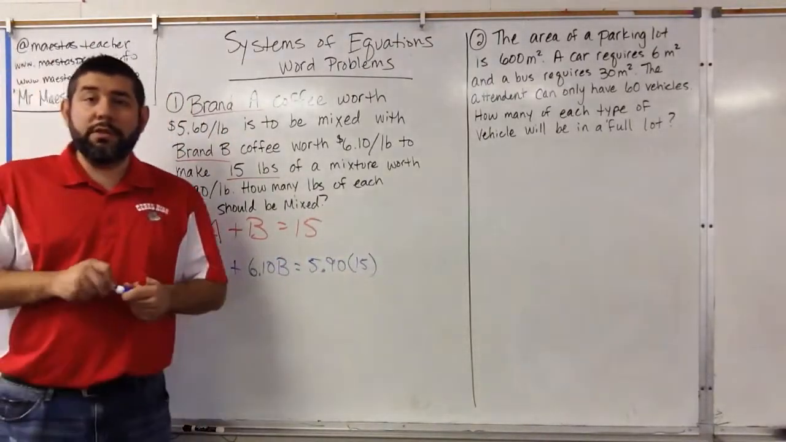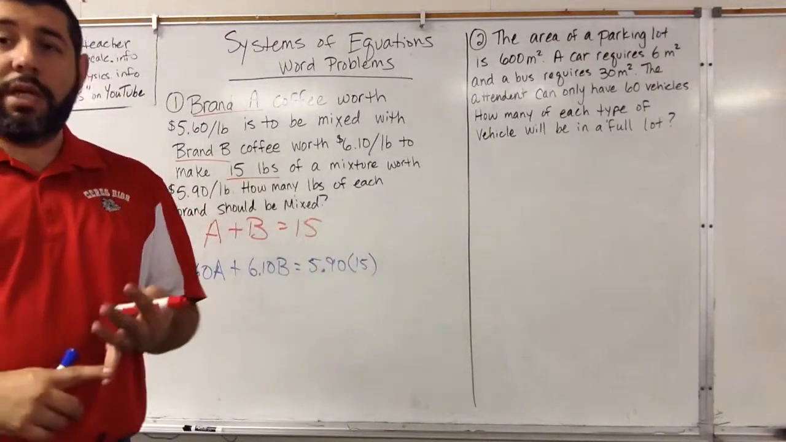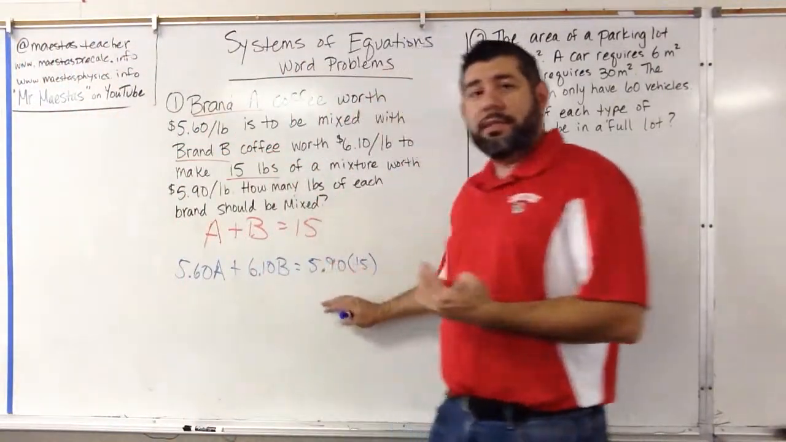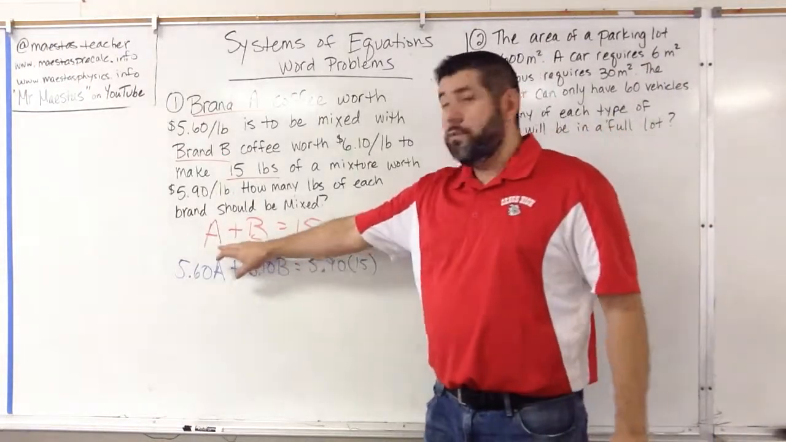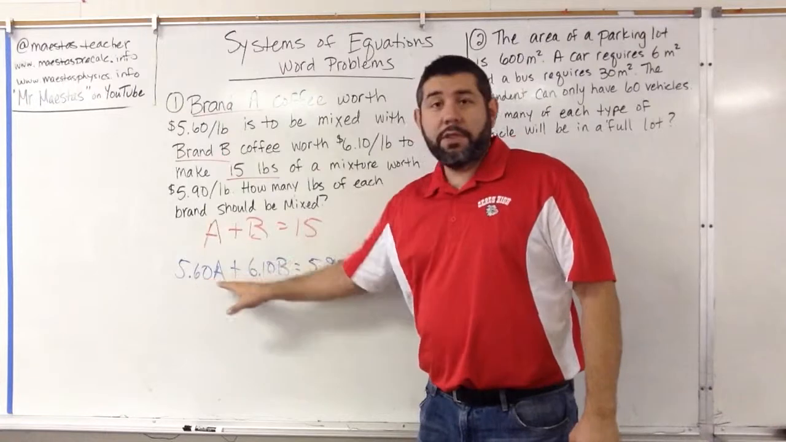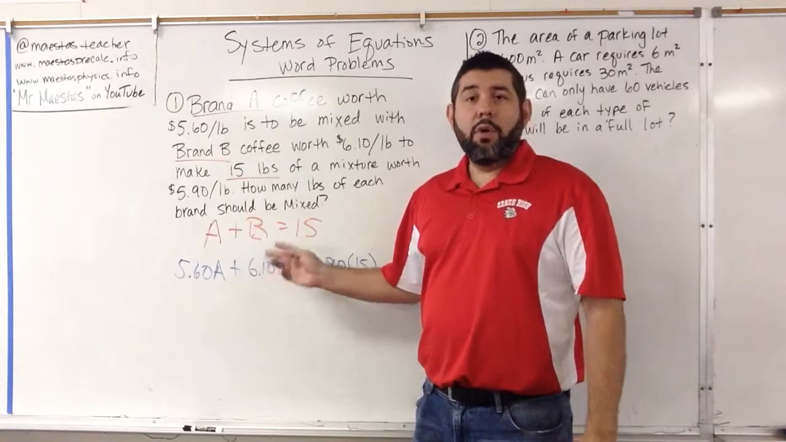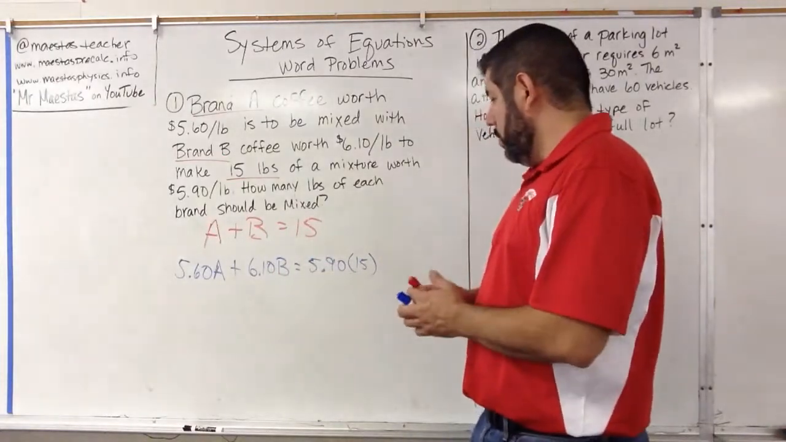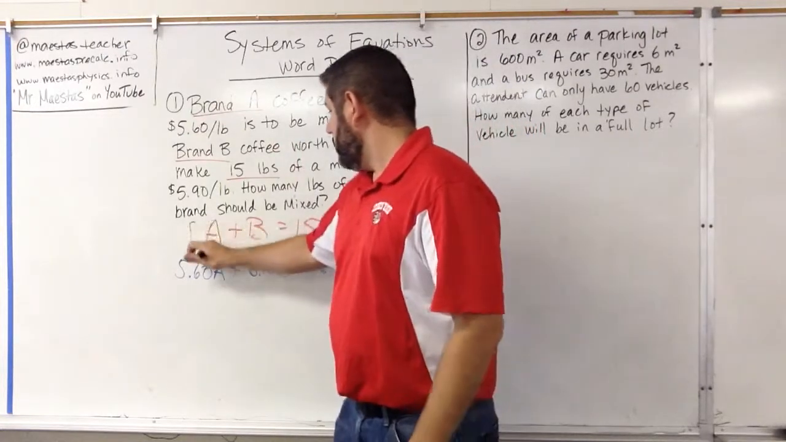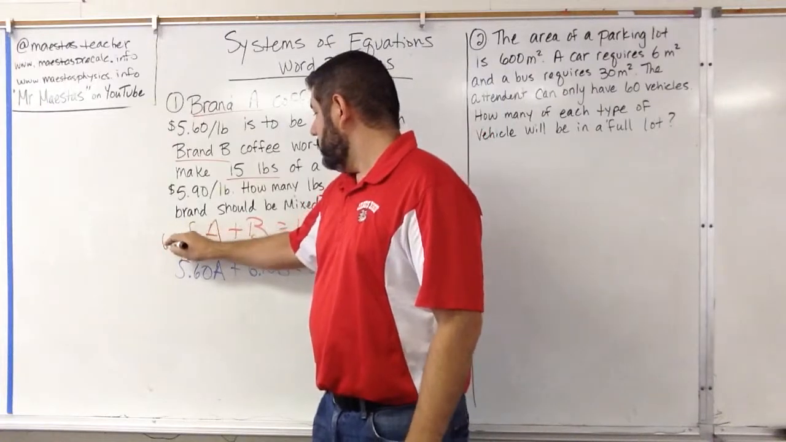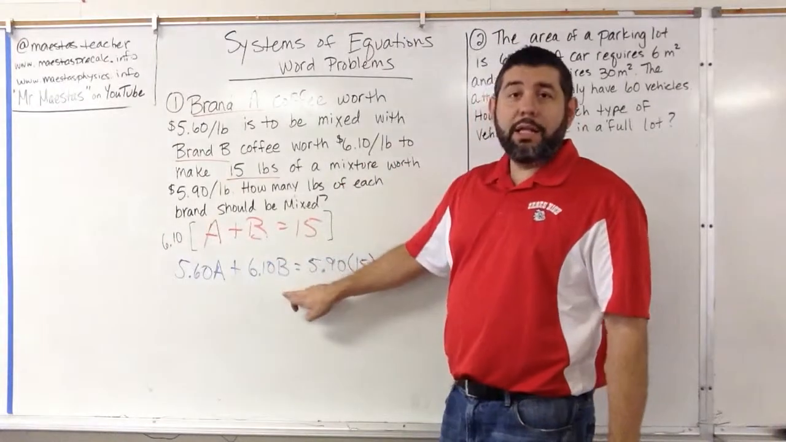So now we're going to solve this system, and there are plenty of ways to do that. You can use elimination or you can use substitution. I think in this case I'm going to use elimination. In order to use elimination, I need the coefficients of one of these two variables to line up so that when we add or subtract the two equations, one of those would drop out. So for this one, I'm going to multiply the top equation by 6.10, so that B will be lined up with the same coefficient.